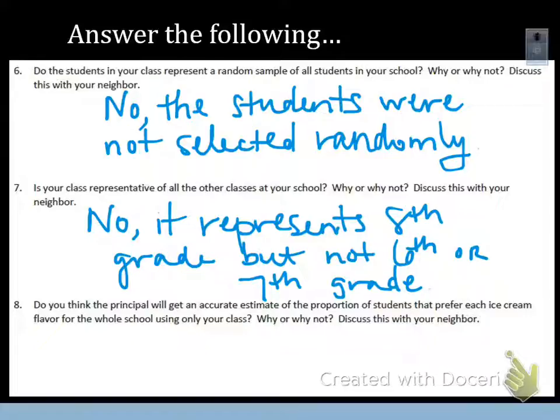Okay. The last question here on this page, do you think the principal will get an accurate estimate of the proportion of students that prefer each ice cream flavor for the whole school using only your class or our class? And I'm going to say no. And if you think about it, our class is only like 20 students compared to 1,500 people here at the middle school. So I would say that it's too small of a sample to really get a good estimate.